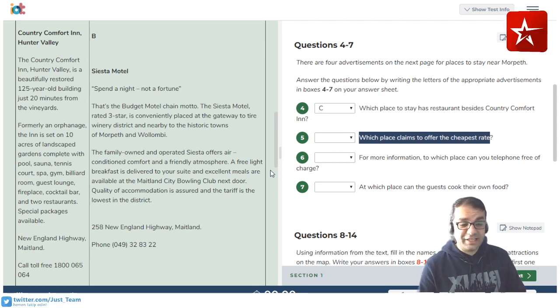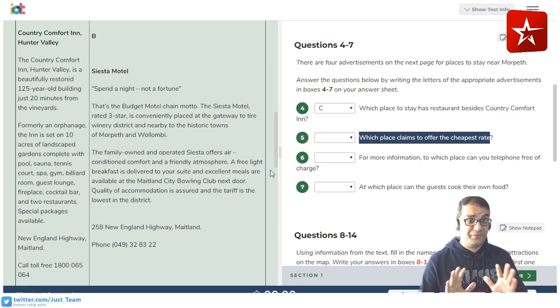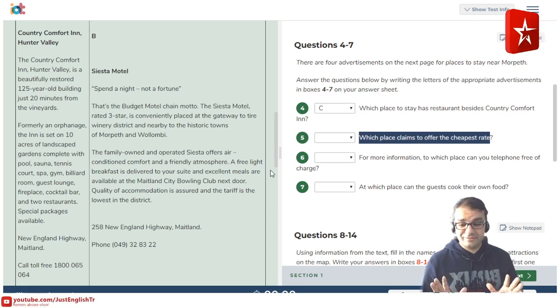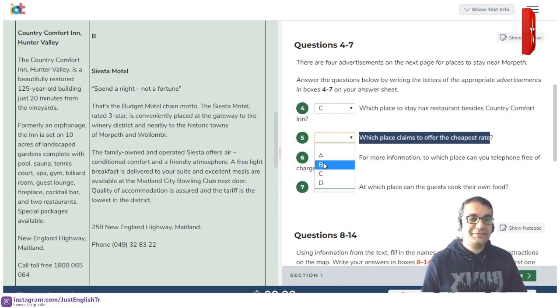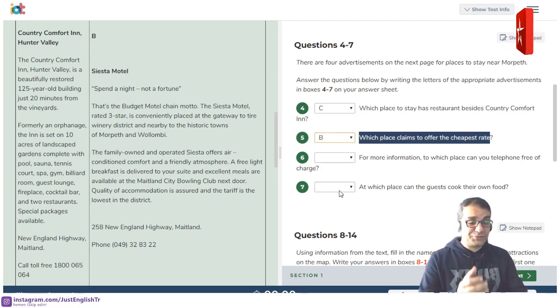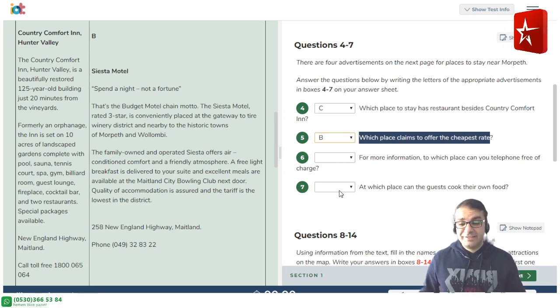So everyone said it's A. Everyone said A is perfectly fine. Is that correct? Or is B possible, or D possible? What do you think? Now remember, they found it is the cheapest, right? So of course the answer is B, and that is correct. The answer is B. Okay?